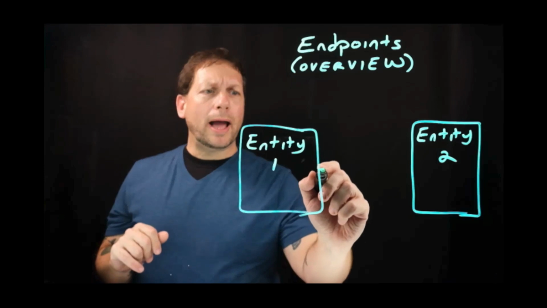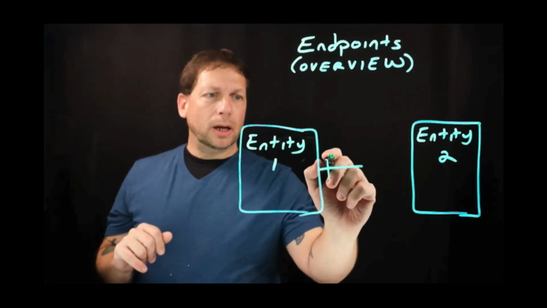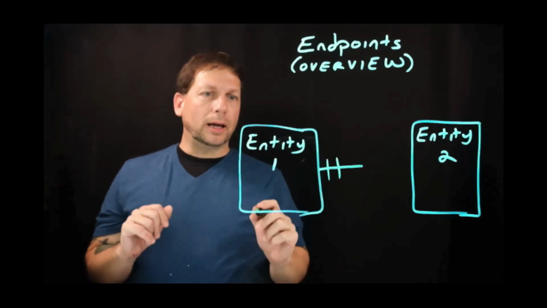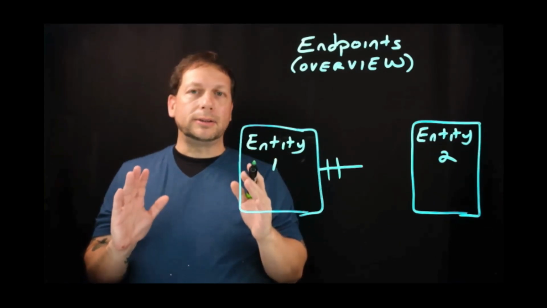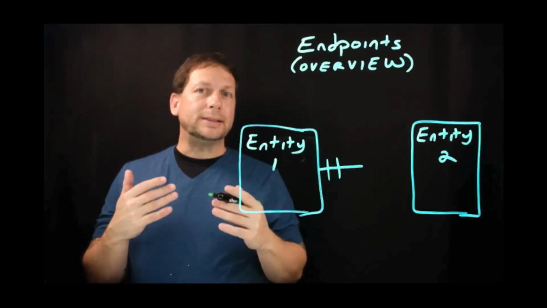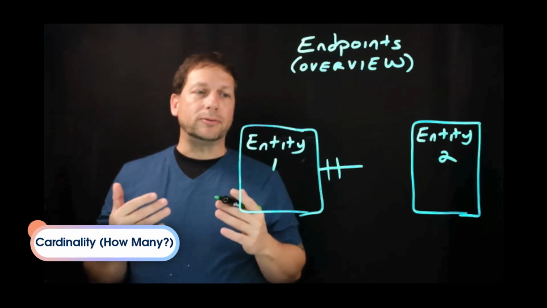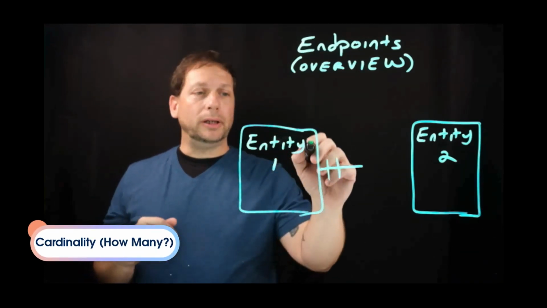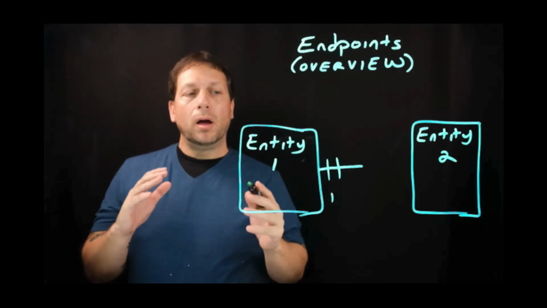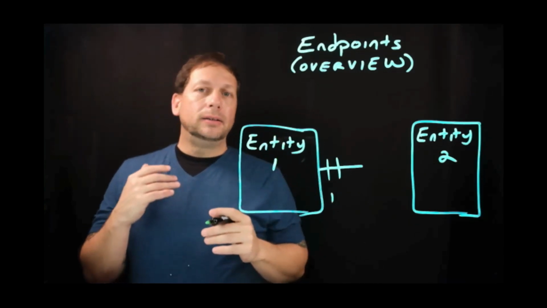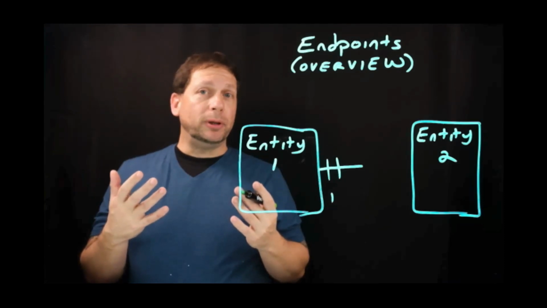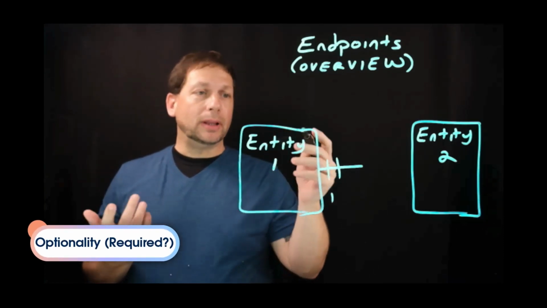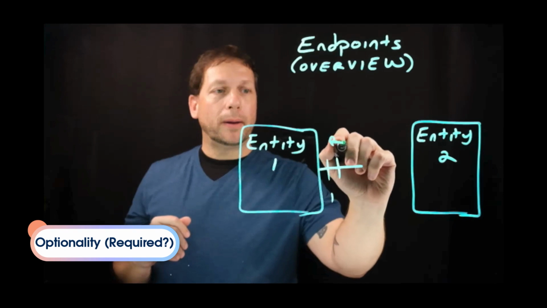I'm going to draw half of a connector, and I'm going to add these two perpendicular lines. Now, the one that's closest to the entity tells us cardinality, or how many instances of this entity need to be in this relationship. And the line means 1. The second line tells us optionality, which means, does this entity have to be in the relationship or not? And the line means that it is required.